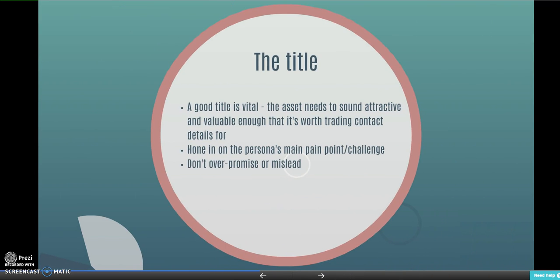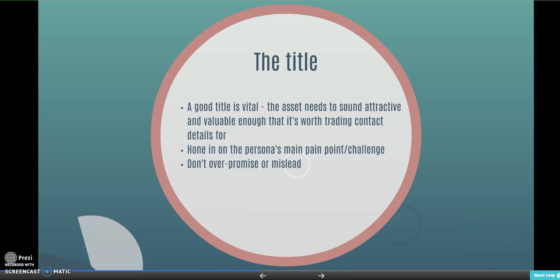Okay, the title. The title is really important, and a lot of writers fluff over the title and go with the most obvious one and don't spend enough time crafting a title that really communicates the value of the asset and grabs the reader and makes them want to download it. So remember that your title is largely what the reader is going to base the decision to download it or not on. So it really has to hit home and address a pain point or a challenge.